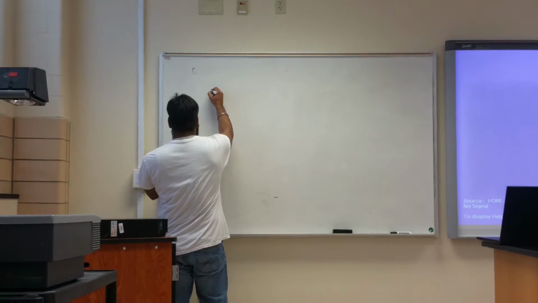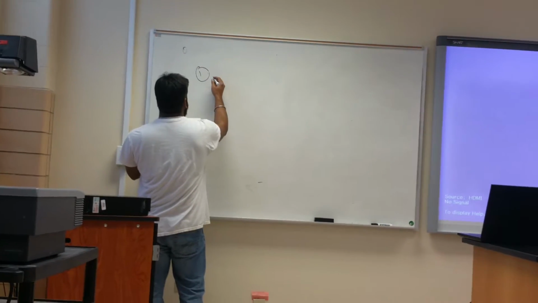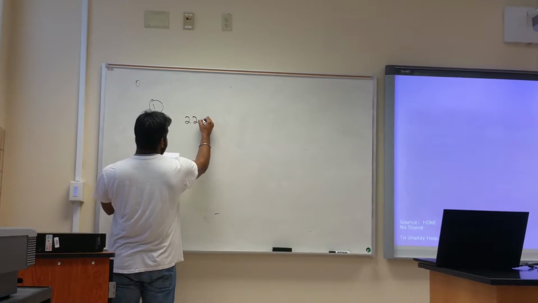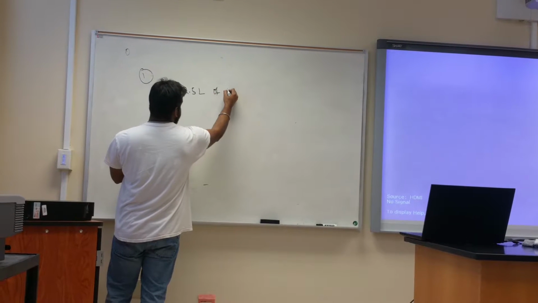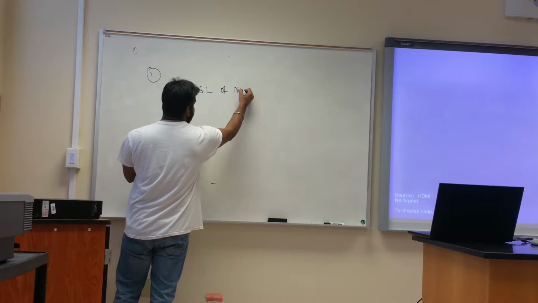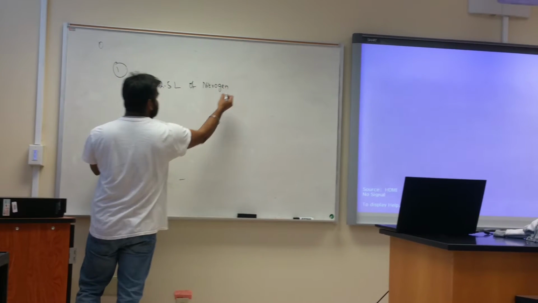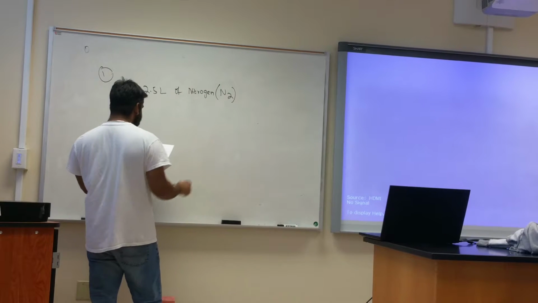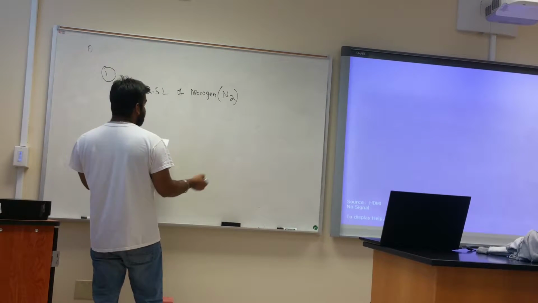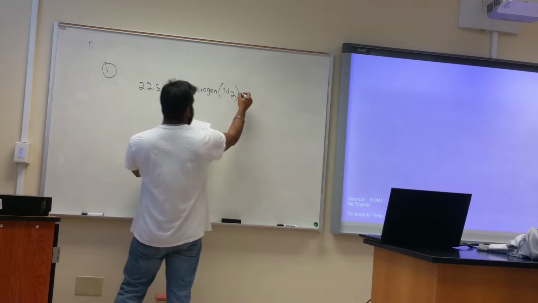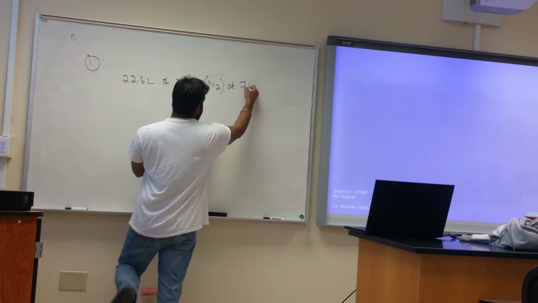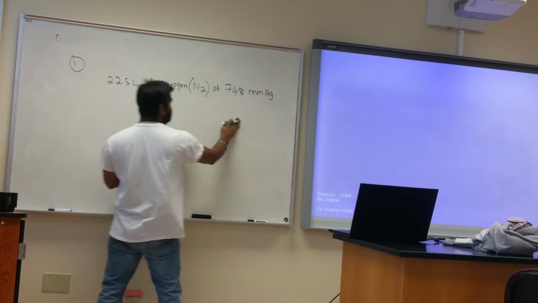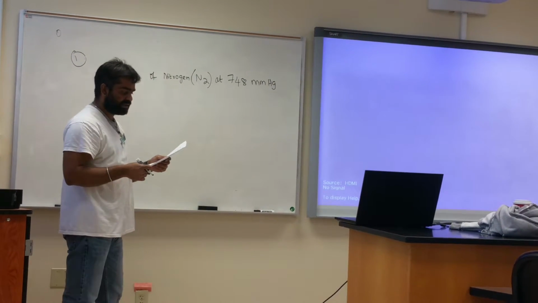All right, problem 1. It says there's 22.5 liters of nitrogen. Again, for this type of problem you do not have to worry about it; you have to assume it's N2, but it really doesn't matter because we're not trying to do anything with moles here. It is compressed to 25 liters of nitrogen gas at 748. This is another unit for pressure. Again, because we're not doing any conversion, just substitute the value as it is.